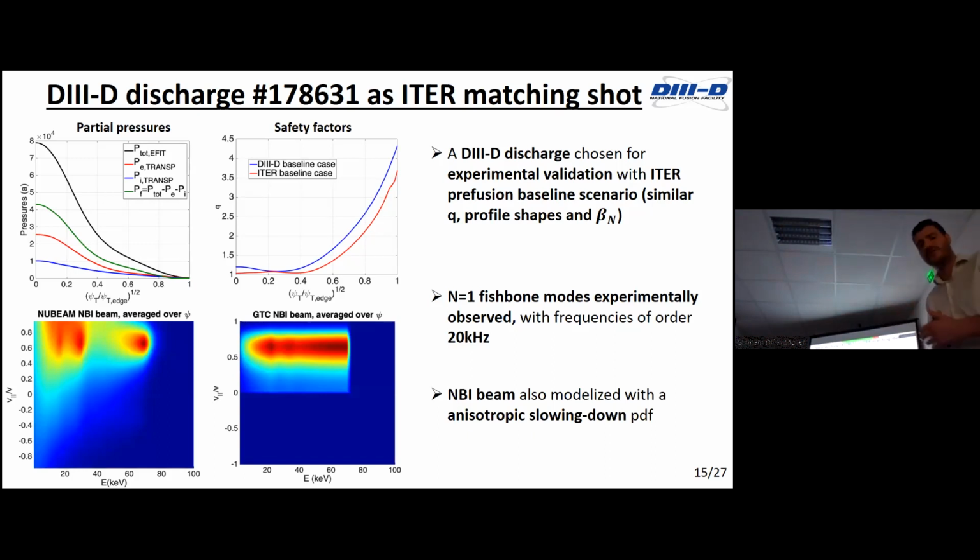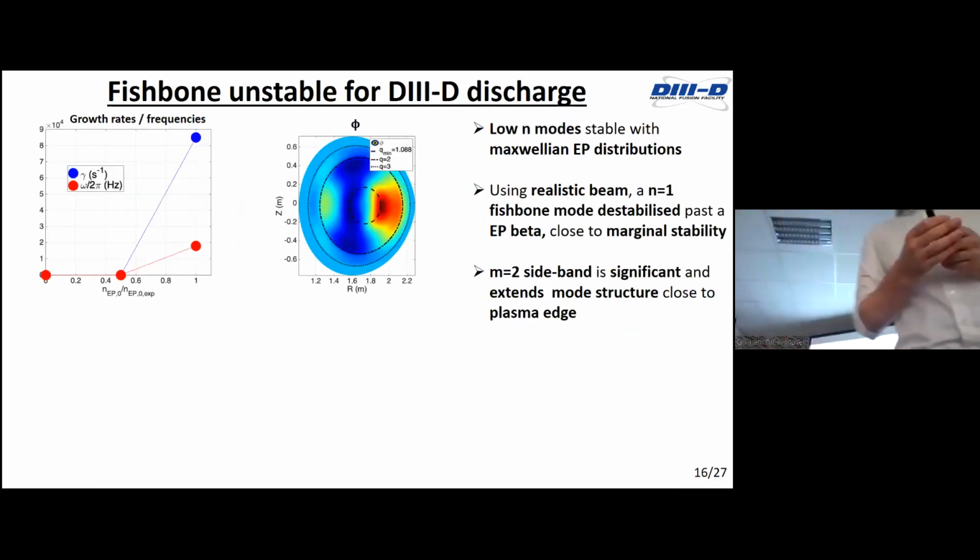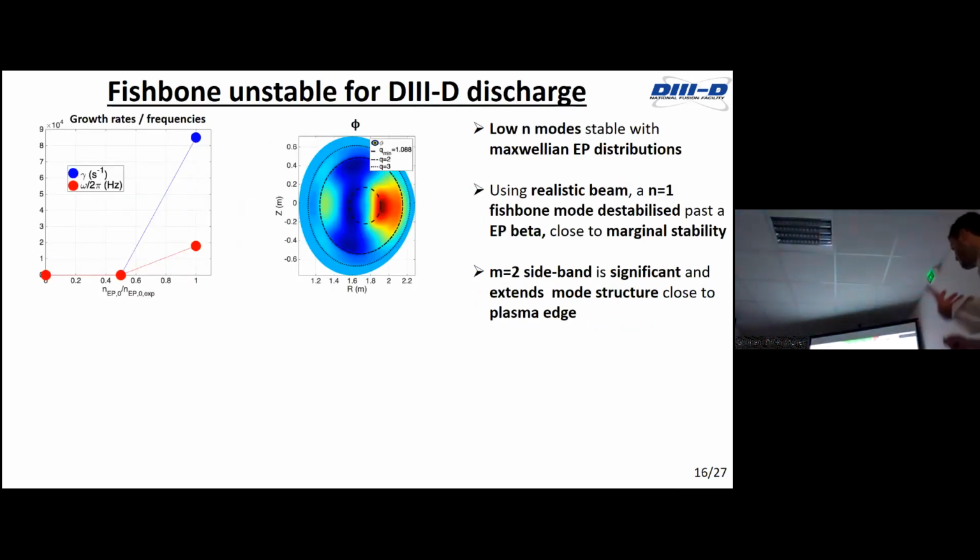So now let's turn to the linear stability of that configuration. Using only a Maxwellian distribution for fast particles, we didn't find any low n modes unstable. But as soon as we use a realistic beam, we're able to find an n equal 1 mode destabilized past a given pressure, past a given density for fast particles. So you can see here in red the mode frequency and in blue the growth rate. So past a given threshold, we obtain a mode.